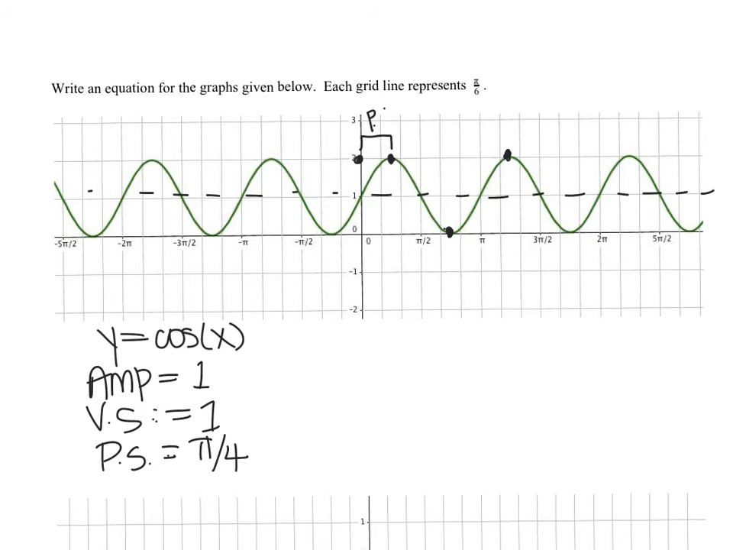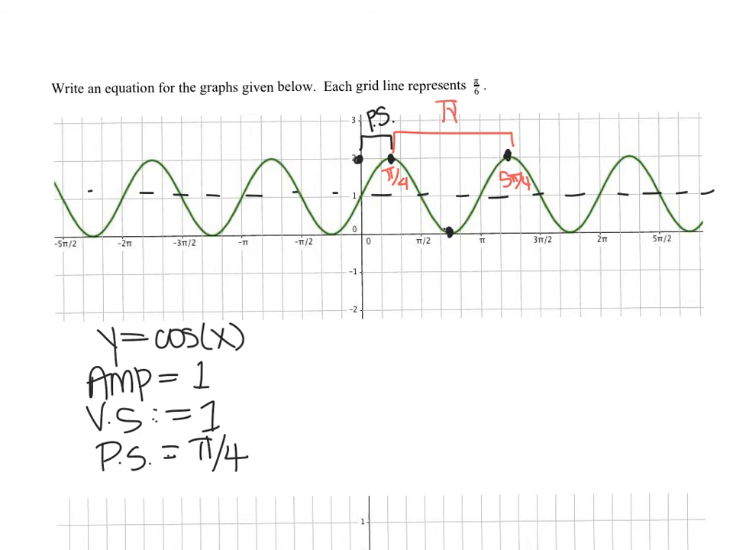So our phase shift, this is the phase shift. Our period is going to be from here to here. So I already know that this is pi over 4. This point is going to be halfway between pi and 3 pi over 2, which is going to be 5 pi over 4. So I have to figure out the distance from pi over 4 to 5 pi over 4, which is going to be pi.